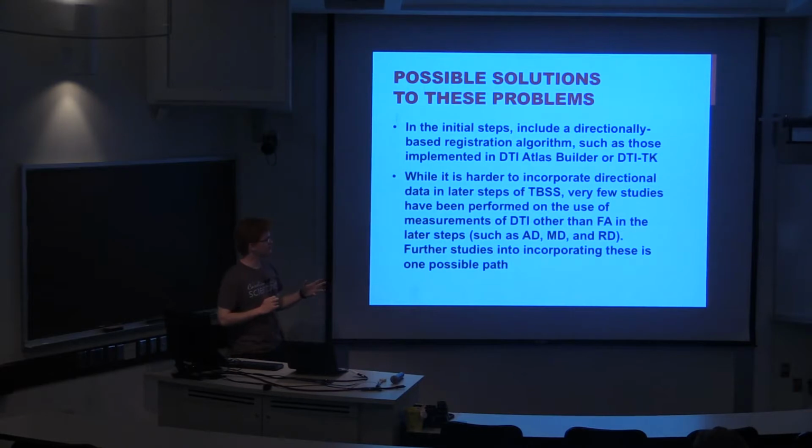What I tried to do was use other measurements of diffusion tensor imaging, some of which are written on the board over there: axial diffusivity, medial diffusivity, and radial diffusivity, and attempt to compare those instead of just doing it with FA. So it's definitely not a perfect solution, but it also hasn't particularly been explored before by people who study TBSS. So that's what I tried to do.